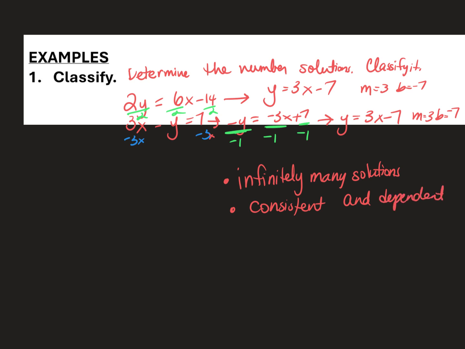You do not have to write this next thing, but I just want to talk about something for a moment. If this, and I'm going to get rid of it in just a second, if this had been positive 7, then they would have the same slope and different y-intercepts, which means they would have no solutions, and then it would be inconsistent.